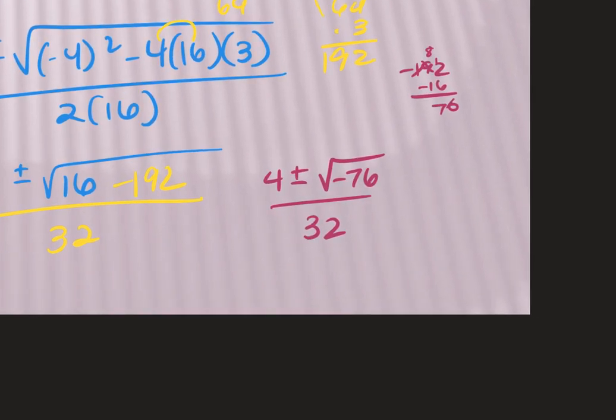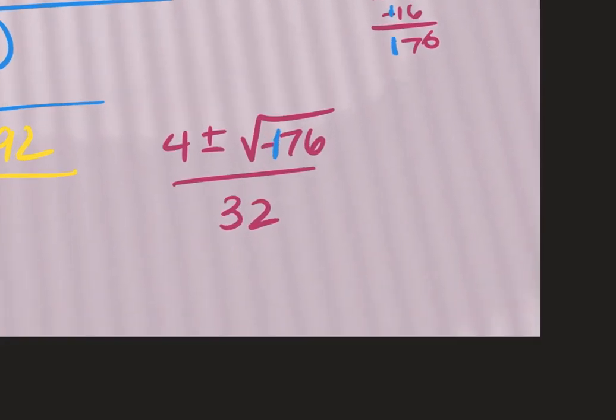176 breaks down into, wait, did I do that wrong? It's 176. Okay, take your time, be careful. 2 and 88. 2 and 44, 2 and 22. 2 and 11. We good now? Yeah, okay.